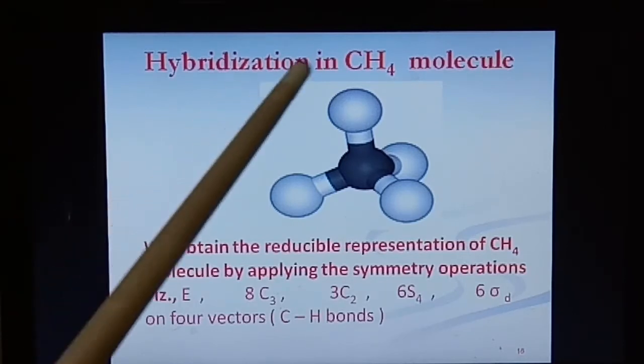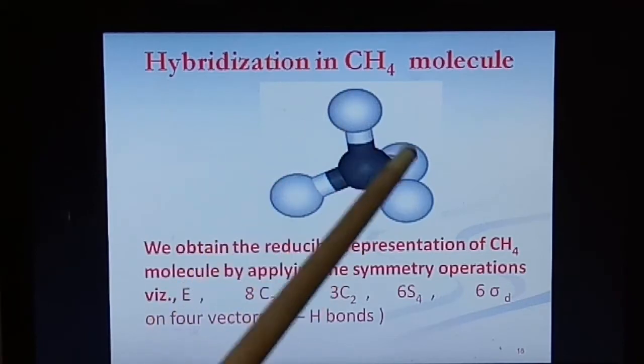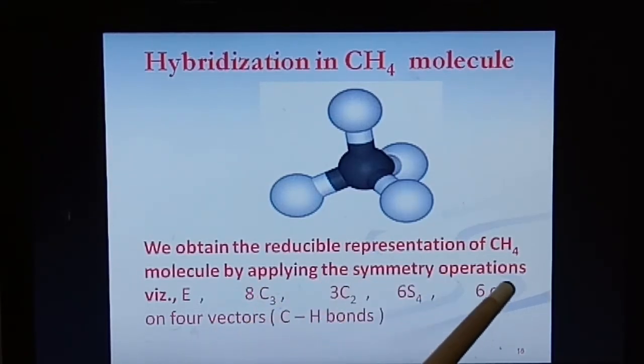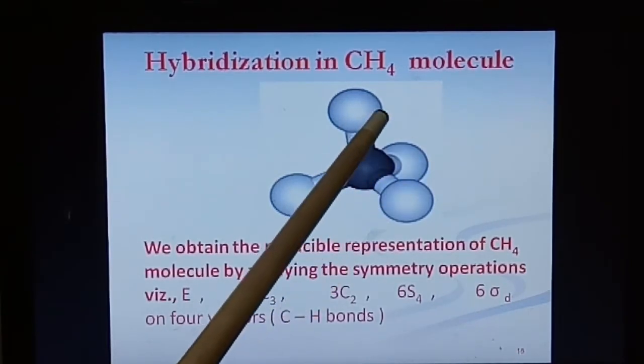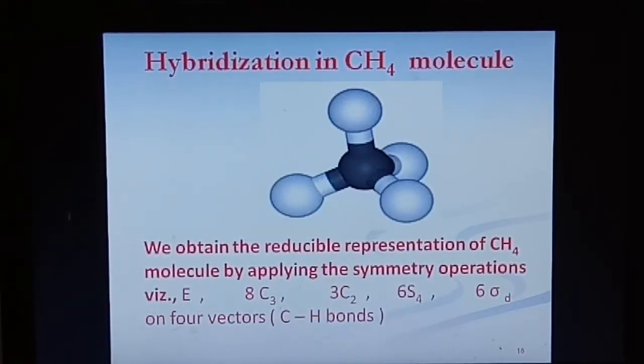Now we will discuss the hybridization in the CH4 molecule. So this is the CH4 molecule. We obtain the reducible representation of the CH4 molecule by applying the symmetry operations. These are the symmetry operations in a tetrahedral molecule: E, 8C3, 3C2, 6S4 and 6σd, on 4 vectors. Because there are 4 C–H sigma bonds, we take these 4 bonds as vectors.